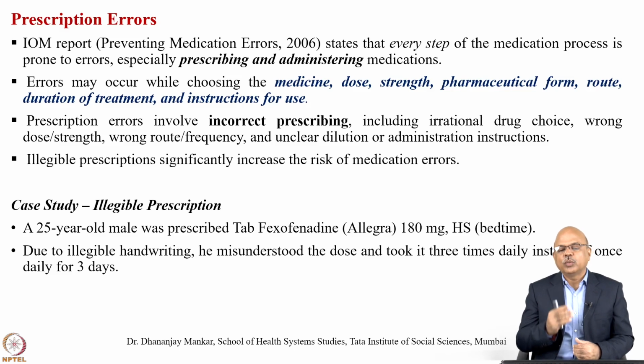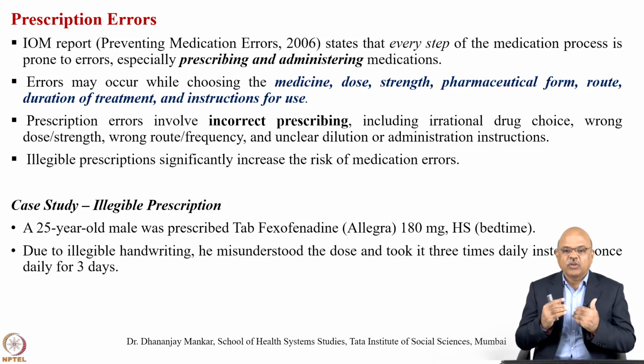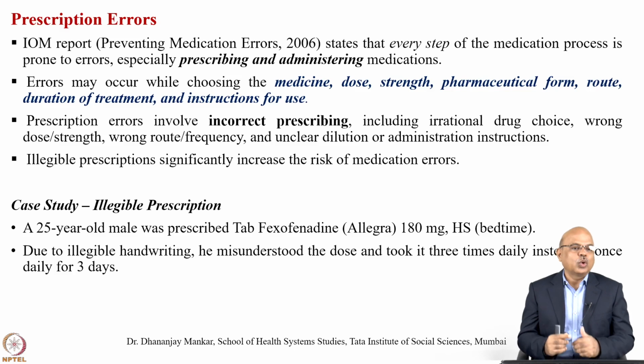So these chances need to be reduced. What are those chances which occur actually? A prescription error may occur while choosing the medicine. Then comes the dose of the medicine, the strength of the medicine, the pharmaceutical form, and even the route of the medicine. It can be added with the duration of the treatment which is being given to the patient and the instructions for use.